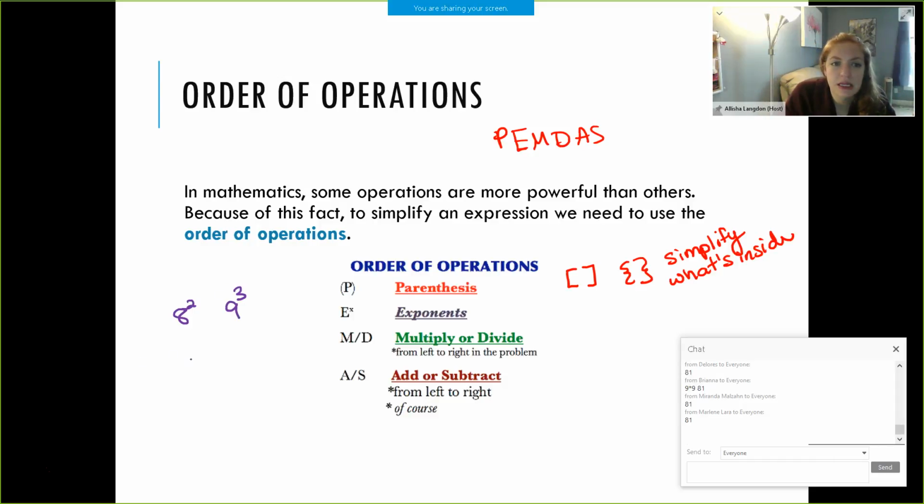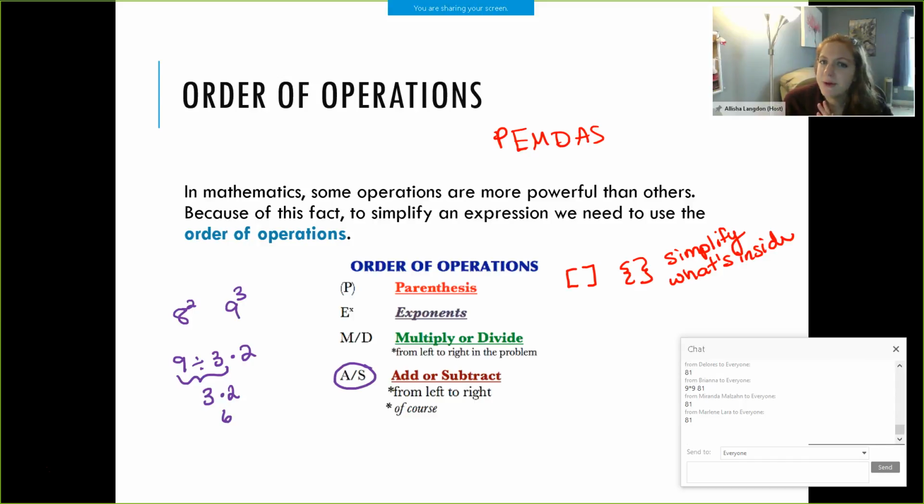So if you had something like 9 divided by 3 times 2, you have division and multiplication, but since division comes first from the left, you'd have to do that first, then multiply to get 6, okay? So do whatever comes first. And the same thing with addition and subtraction. Whatever's first from left to right.